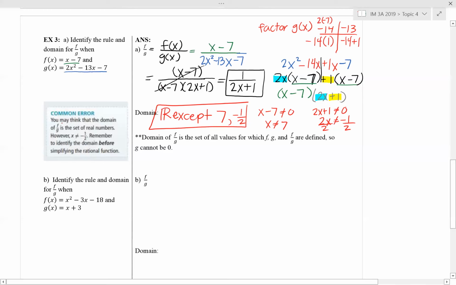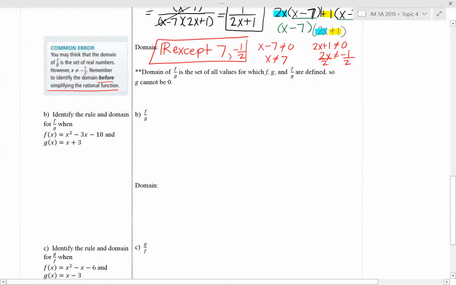So this common error is saying to not forget about what you reduced. Since we reduced this, you can't forget about the 7 when you're finding the domain. Okay, so before simplifying. What we're going to do for the rest of these is just practice for good measure.